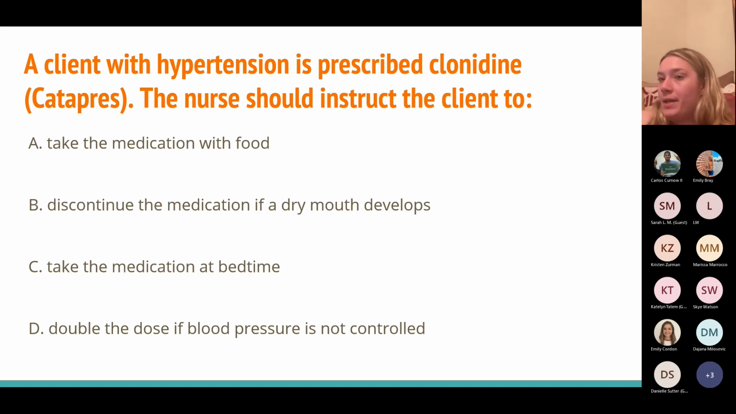We take this medication at bedtime. This is because this medication causes a lot of drowsiness. So we don't want them taking it during the day when they might be driving a car. This medication is not known to cause any sort of GI/GU issues. And taking it with food doesn't affect absorption at all. Again, dry mouth is common, so they wouldn't need to discontinue it. And you never ever double your dose or change your dose without consulting a healthcare provider. But dizziness is very common with this drug, so we have them actually take it at bedtime to avoid dizziness.